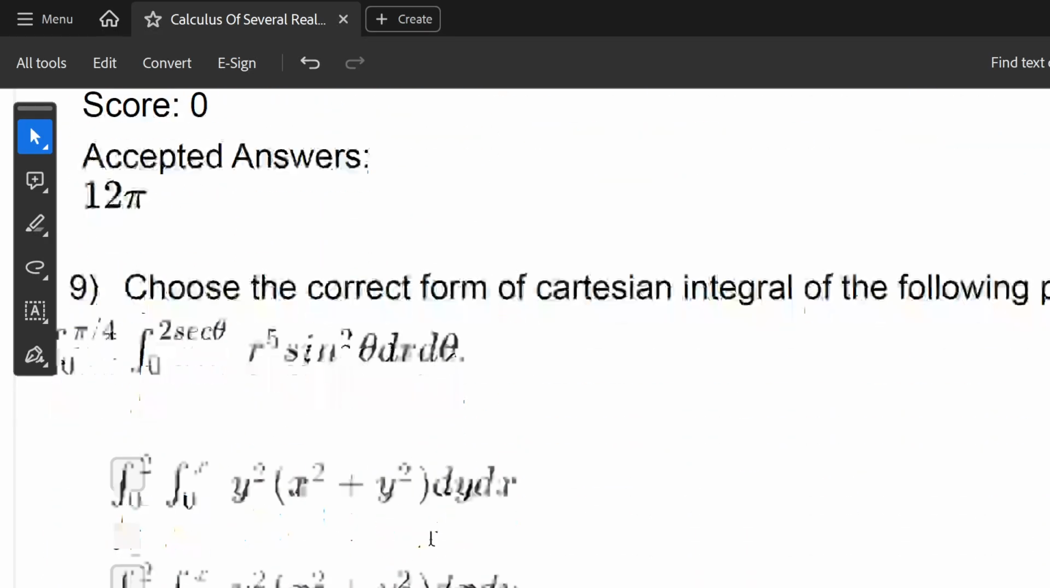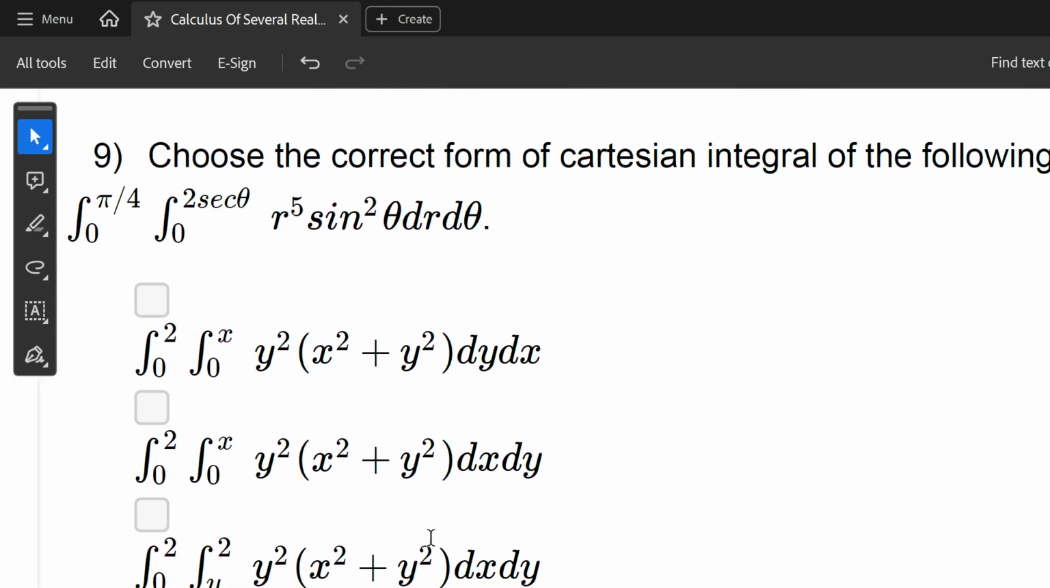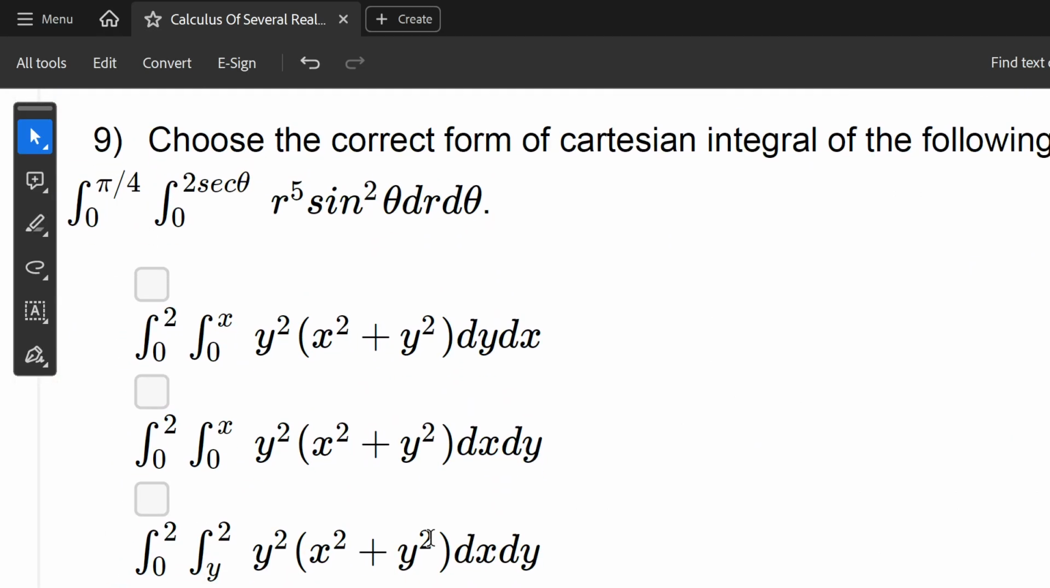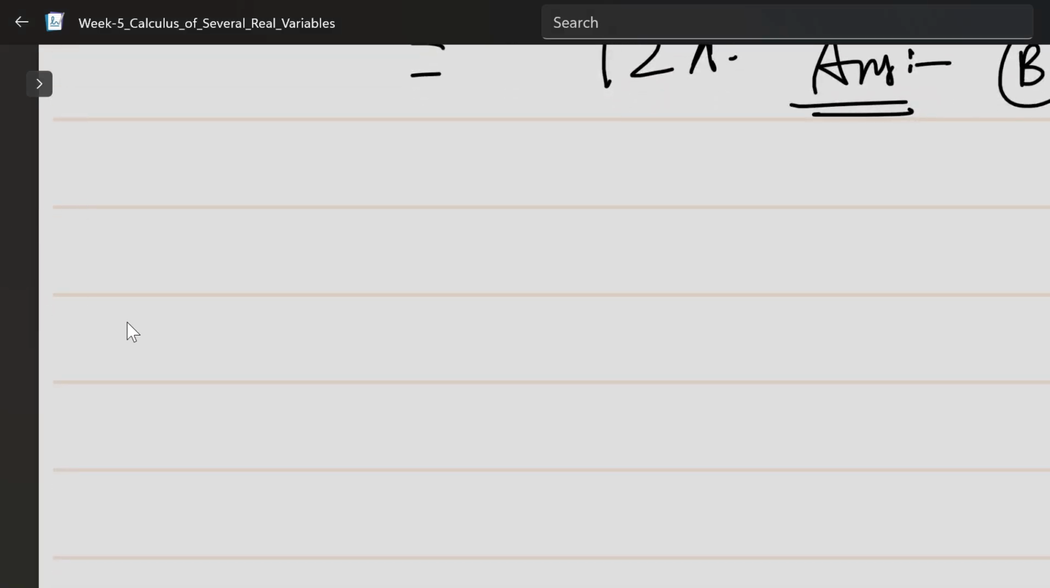Correct? Now I move to question number 9 of the previous year assignment. So this is question number 9. You have to move from Cartesian to polar. Just I will write directly. Sorry, you have to move from polar to Cartesian. I am writing from polar to Cartesian.